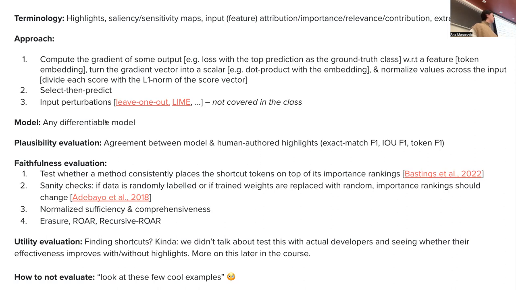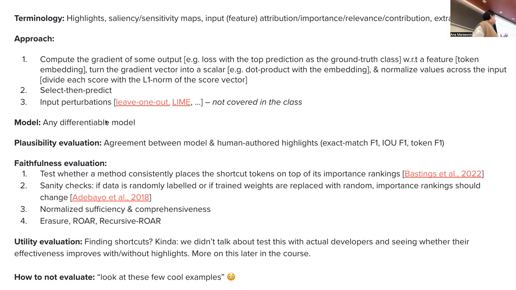We talked about normalized sufficiency and comprehensiveness. Sufficiency means that important tokens on their own should be predictive of the label, and everything outside of them should not be. And then you can say confidently that these important tokens are truly important because nothing outside of them can hint at the predicted label, and on their own they can. So you really need to have both sufficiency and comprehensiveness. If one of them is not achieved, then that really leaves room for doubt of whether the important tokens that we have retrieved are really important.